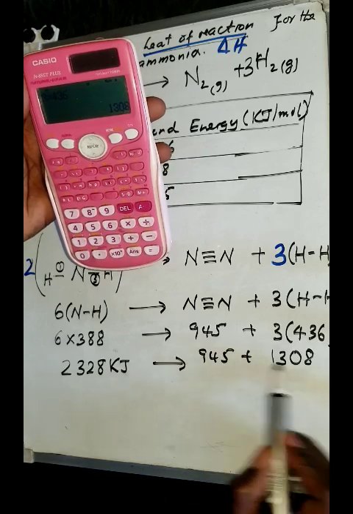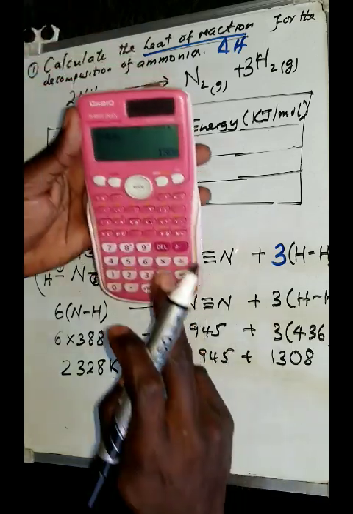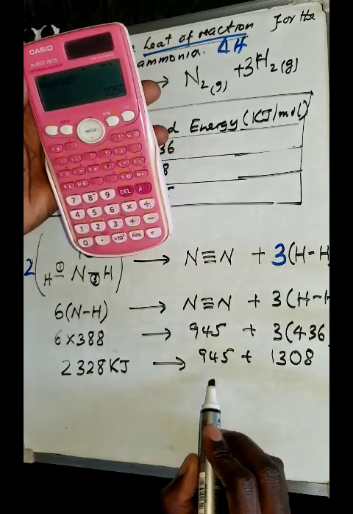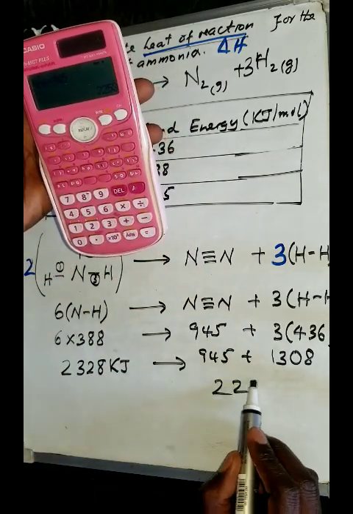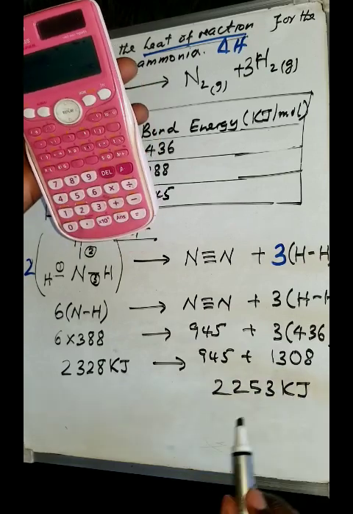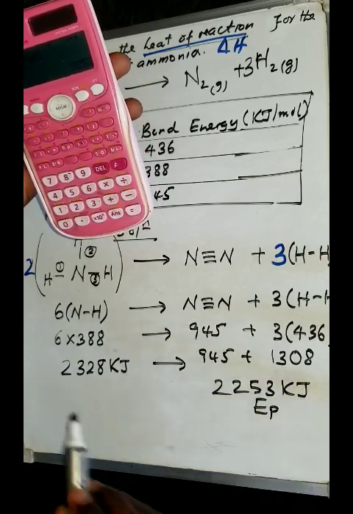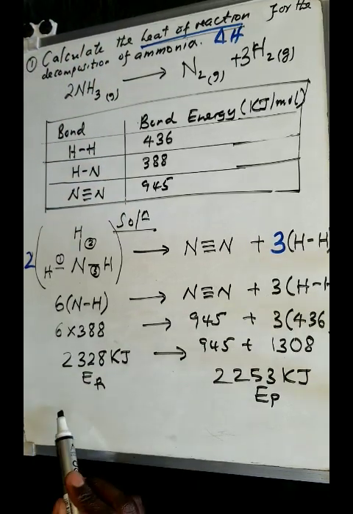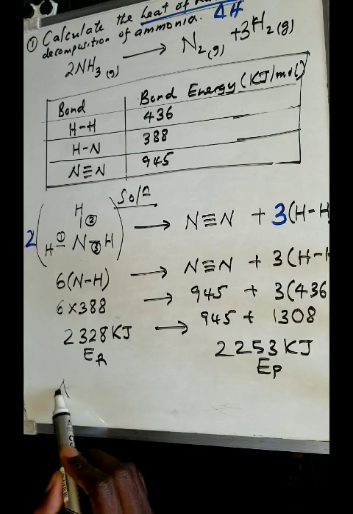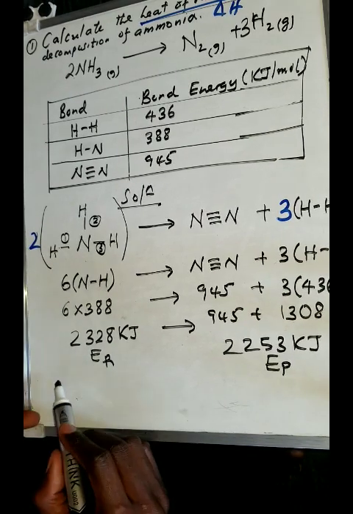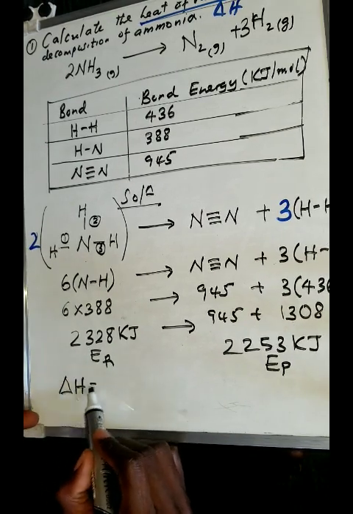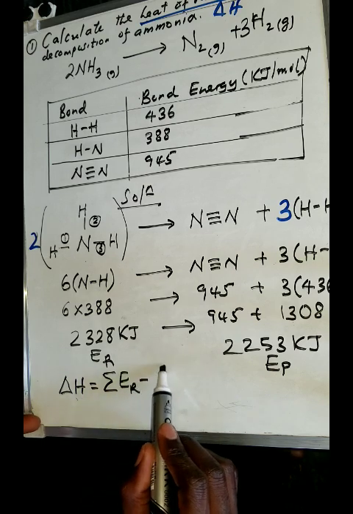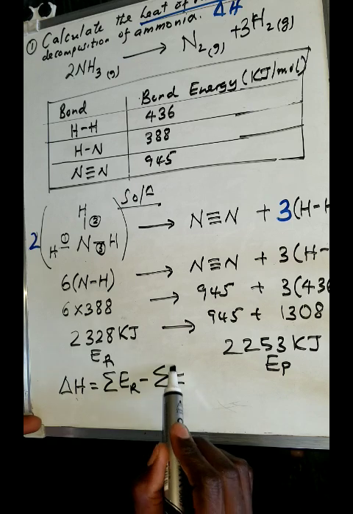So we can add the energy on the product side. This plus 945 will give me 2,253 kilojoules. Remember, this is the energy of the products, and this is representing the energy of the reactants. So how do you get the enthalpy change in this case? Remember what we said: for you to get the enthalpy change, delta H, it is simply the summation of the energy of the reactants minus the summation of the energy of the products.